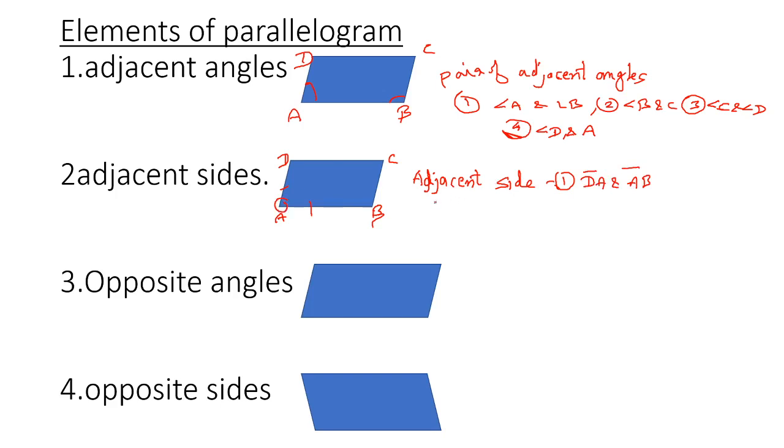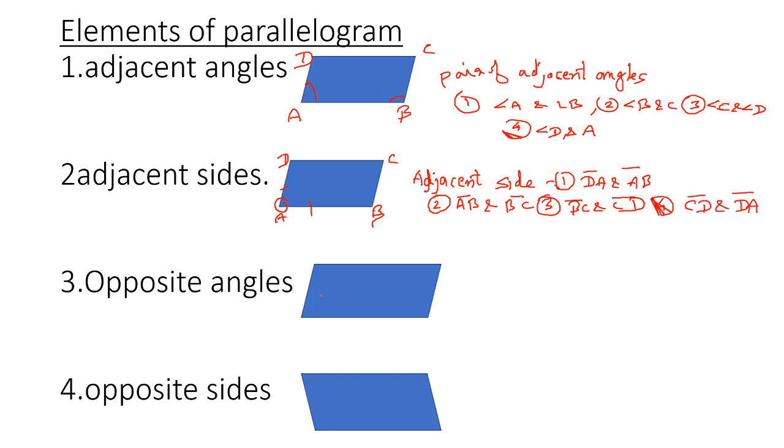Likewise the second pair of adjacent sides is AB and BC. The third pair is BC and CD. These are the adjacent sides. And the fourth pair is CD and DA. All these are the adjacent sides.